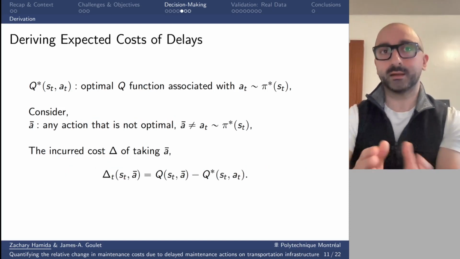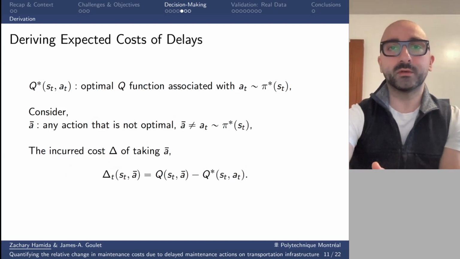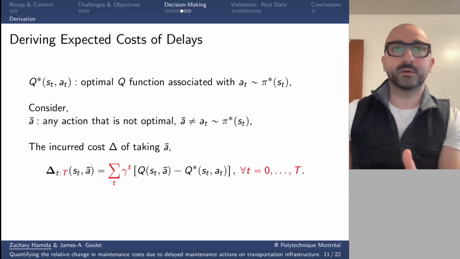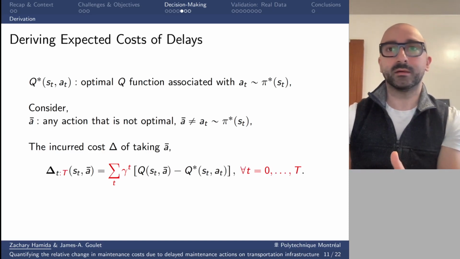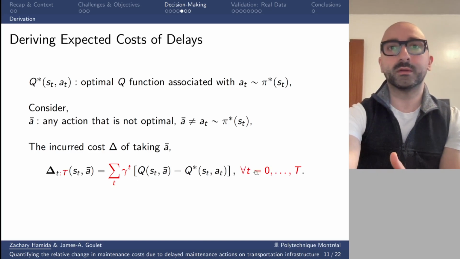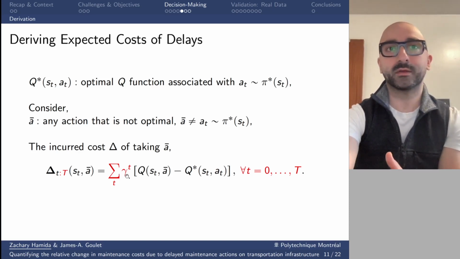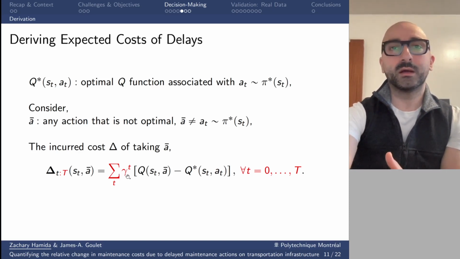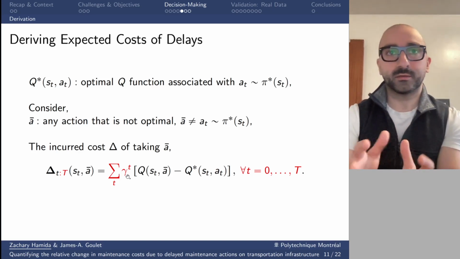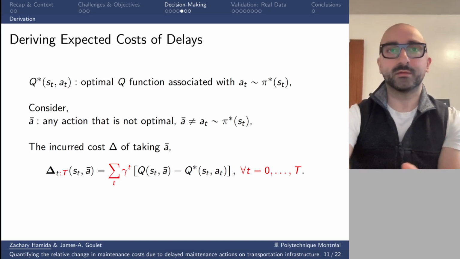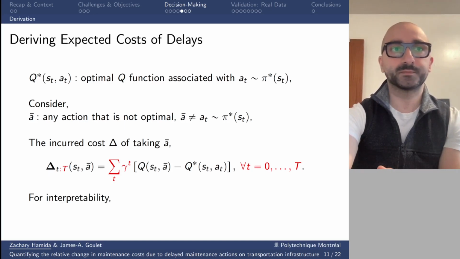Now this is for one time step t. If you want to take it for multiple time steps up to capital T, then we would have the discounted incurred costs over time, where gamma is the discount factor. Further details about this derivation are available in the paper, carrying the same title as this talk.